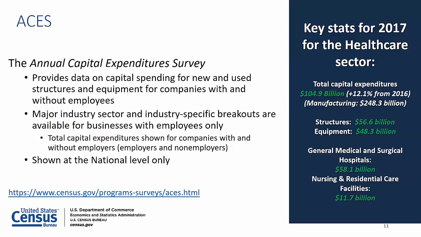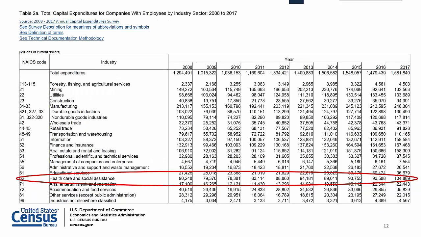Looking specifically at the data for general medical and surgical hospitals, a specific industry within this healthcare sector, we can see that about $58 billion in capital spending was spent for hospitals, and about $11.7 billion was spent by nursing and residential care facilities. This just gives you a screenshot from the Annual Capital Expenditures Survey website highlighting the information that I just provided.